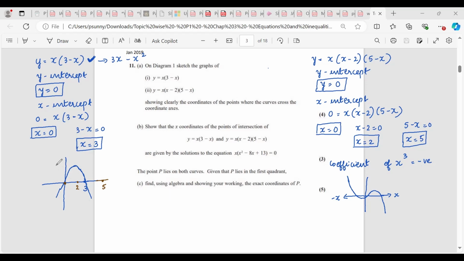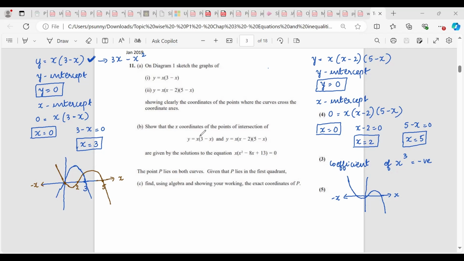So it comes from the negative x-axis, positive infinity. On the positive x-axis, it goes to negative infinity. So it comes from the positive infinity. Then it cuts here at 2, and then it goes to negative infinity. So this will be your graph for y is equal to x into x minus 2 into 5 minus x.